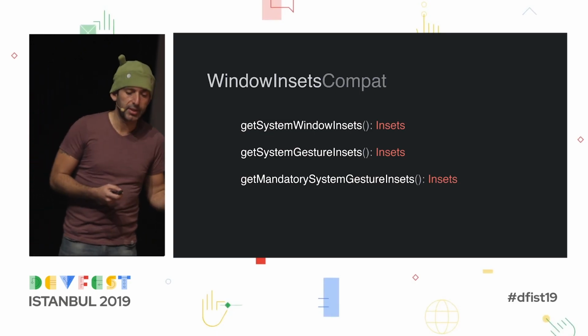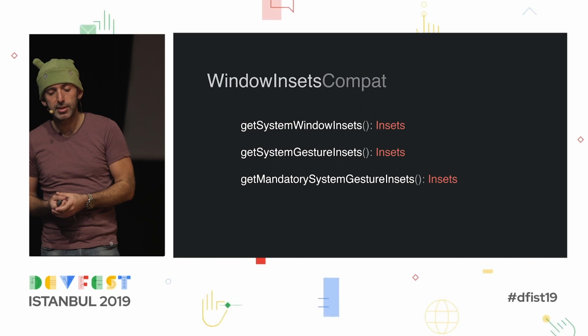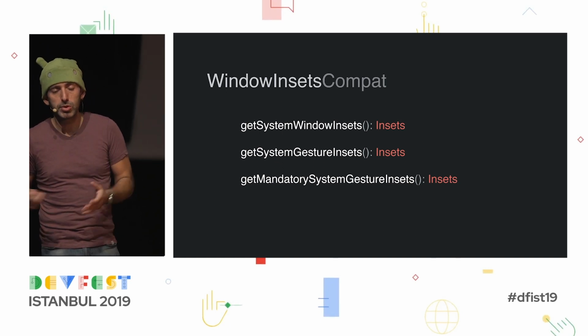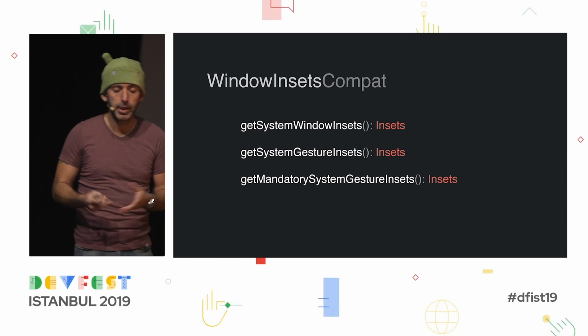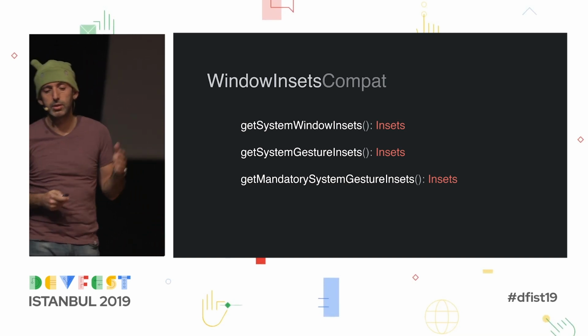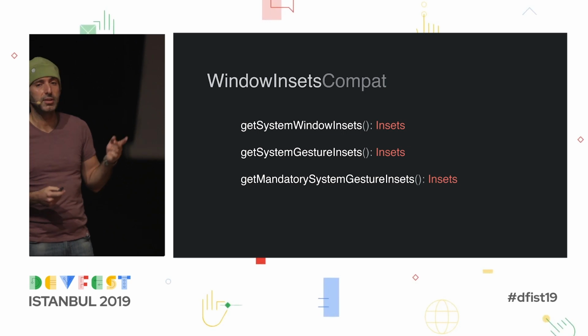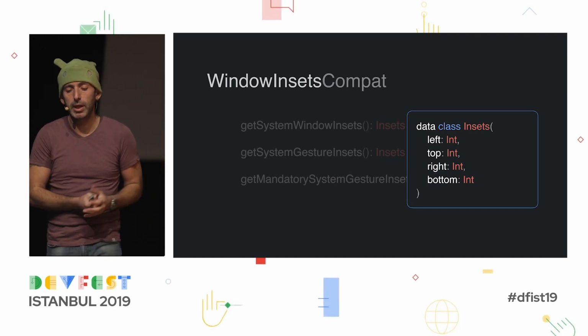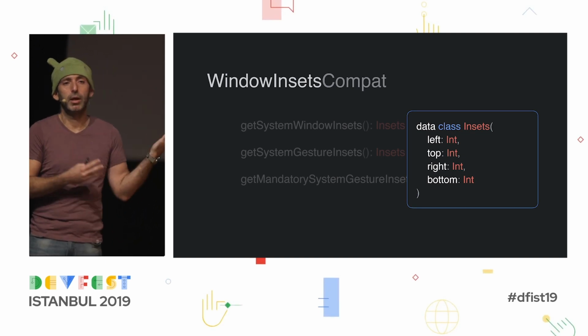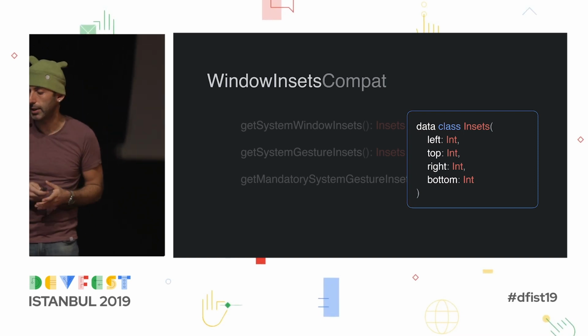I mentioned there are 3 different APIs: system window insets, system gesture insets, and mandatory system gesture insets. These are the APIs you will use most often. There are actually 2 more insets APIs, but you will almost never need those. Still, if you're interested, there's a great blog post from Chris Banes, which I'll give the link to later. Go read, and you will learn about all the insets APIs. All those APIs basically return an inset object, which is roughly a rectangle of 4 pixel values, and you just need to check which one you need to use as padding.